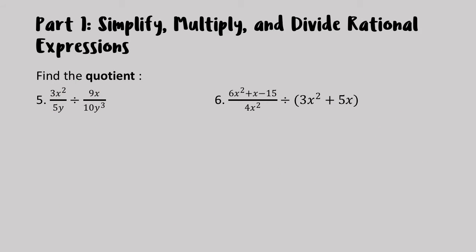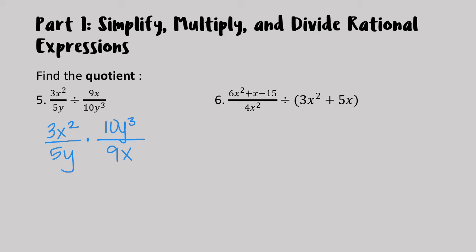Let's look at what happens when you're dividing instead of multiplying. Remember, when you divide by a fraction, you can change that to multiplying by the reciprocal. So dividing is the same thing as multiplying by the reciprocal. So I'm just going to rewrite this as 3x squared over 5y times the reciprocal of this second fraction, 10y cubed over 9x. And now I'm going to try to see if there's anything that I can simplify before I just multiply numerators together and denominators together.